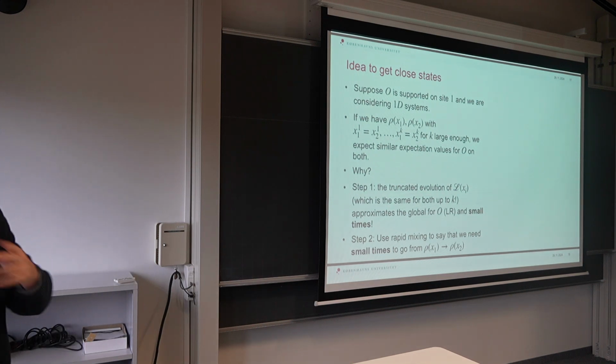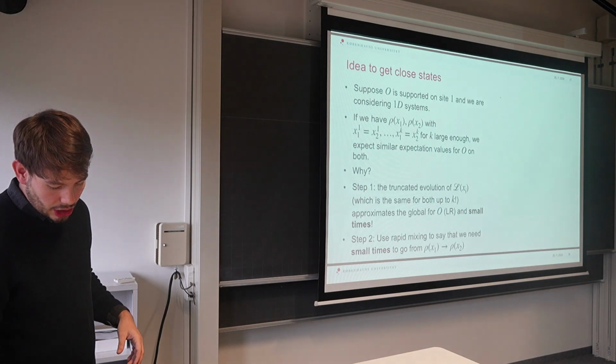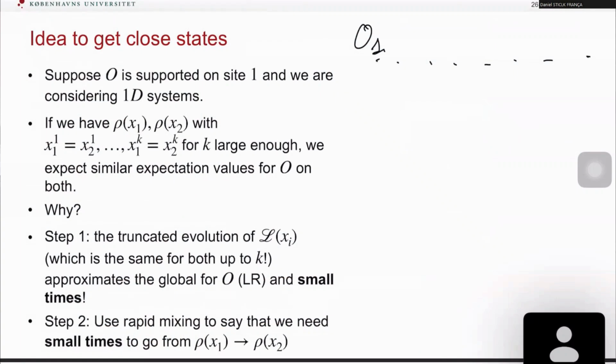So now for simplicity, let's suppose we have an observable O that is on the first site, and we have a chain of qubits. It's a 1D system, so we have our O1 over here. And we're going to assume that the parameters for two states in this phase, rho x1 and rho x2, are the same. So they are exactly the same up to site k. Okay, so all the parameters of the state are the same. Now considering that they look very similar up to site k, at least in the parameterization, we would maybe expect that their expectation value on O1 is also close.